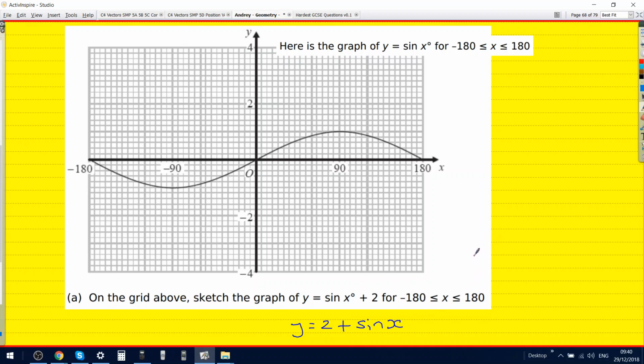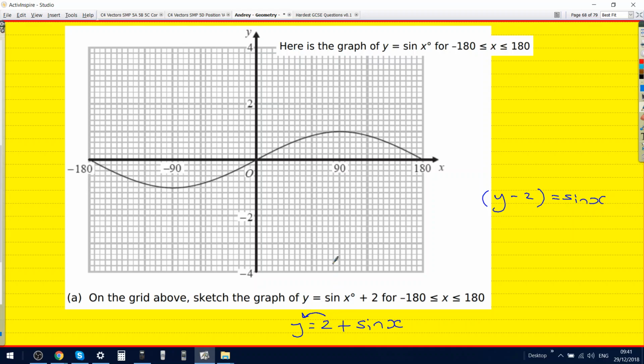Is it the y coordinates minus 2? What would you get if you put the 2 next to the y? It'll become y minus 2. So that'd be y minus 2 equals sine x. So what's going to happen to the y coordinates? You minus 2. What do you add? You add 2. Yeah.